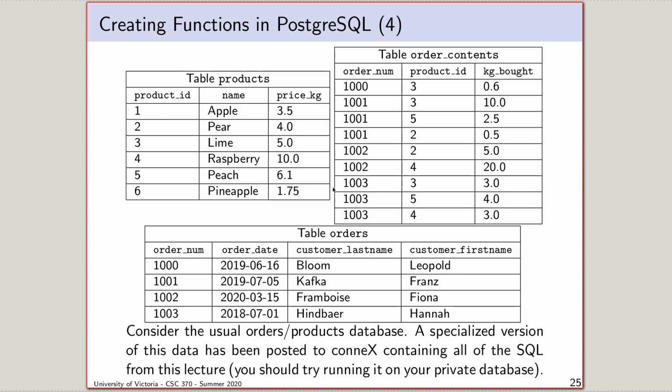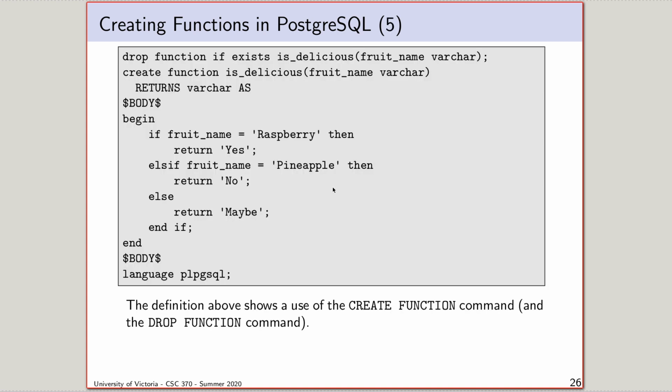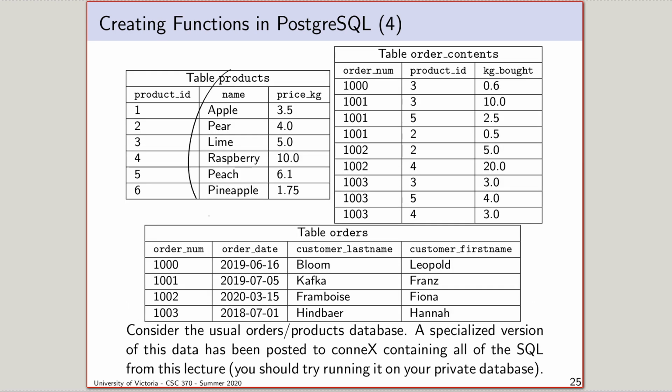Okay, so here we are back at this schema again. And I'm going to do a separate video where I do sort of a demo of some of these functions that I'm writing here. So I would like to first write a function that takes the name of... So I've got all of these different products. Here they are. And some of these are delicious and some of them aren't.